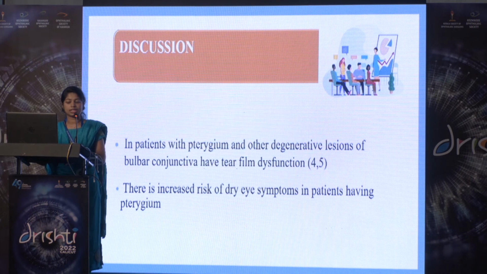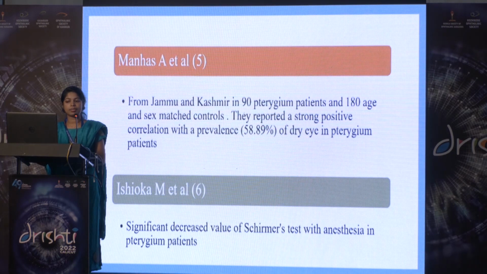Discussion: patients with pterygium and other degenerative lesions of the bulbar conjunctiva have tear film dysfunction. There is increased risk of dry eye symptoms in patients having pterygium. A study done by Manas et al. from Jammu and Kashmir in 90 pterygium patients and 180 age and sex matched controls, they reported a strong positive correlation with a prevalence of 58.89% of dry eye in pterygium patients. A study by Ishioka M. et al. showed significantly reduced value of Schirmer's test with anesthesia in pterygium patients.